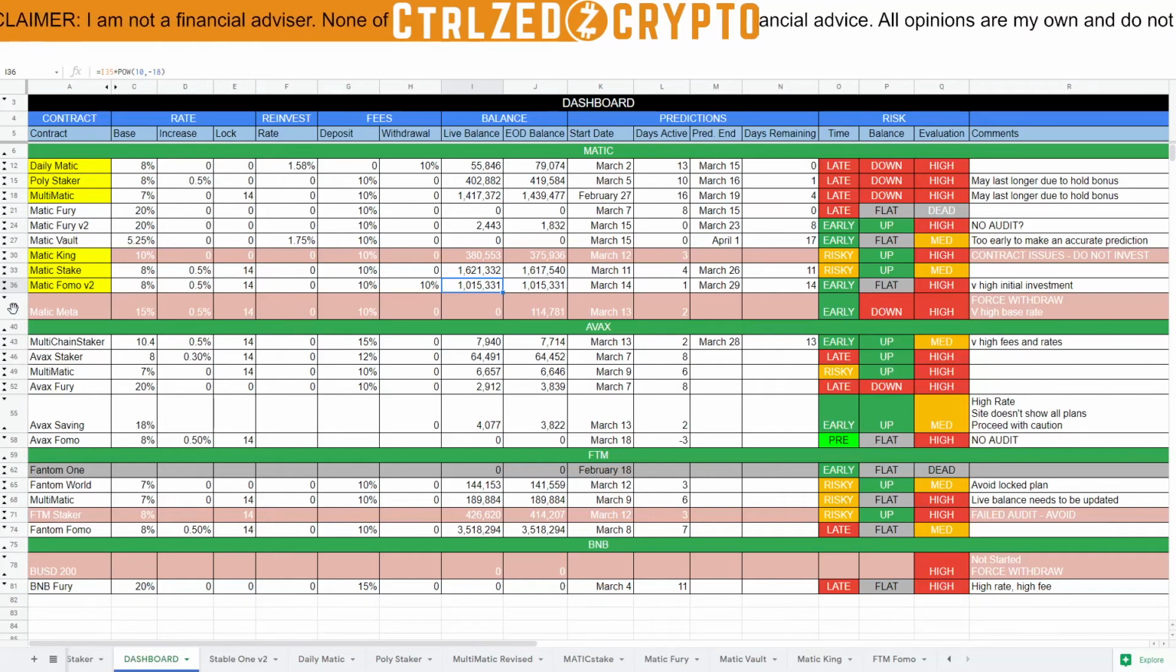Matic Meta, I've talked about. It's a do not invest in my books. There is a very high base rate at the start that makes it kind of a bad idea, but then they've left the forced withdrawal in there, and from my view, that's a non-starter. So it's a do not invest. That covers the Matic apps.